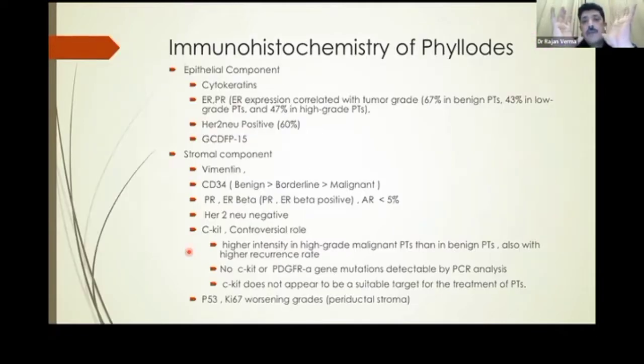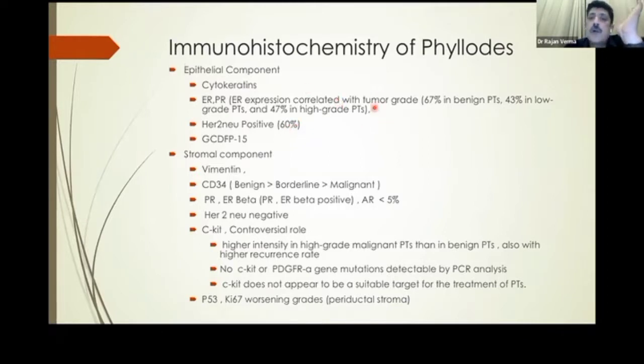So, immunohistochemistry of phyllodes. It has an epithelial component and a stromal component. The epithelial component is positive for various cytokeratins. ER-PR positivity is there. HER2/neu is positive in about 60% of cases.